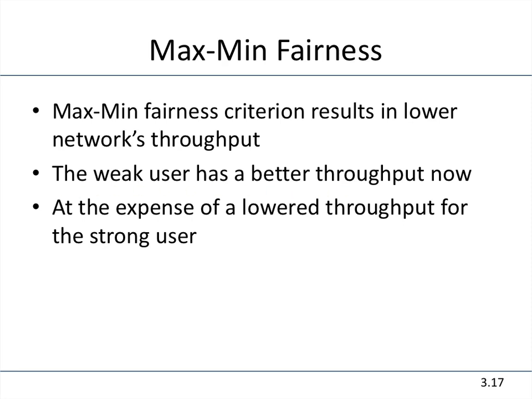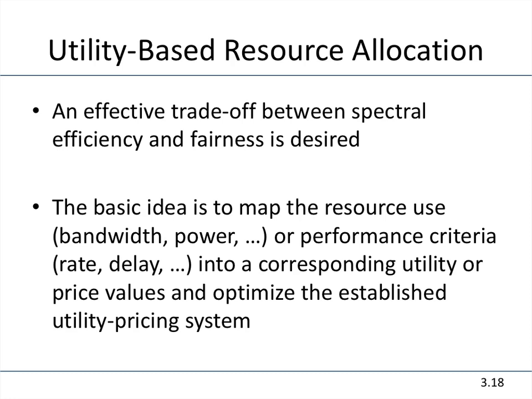So the weak user has a better throughput now. However, this comes with the expense of lowering the throughput for the strong user. And in that case, the total throughput is actually lower.